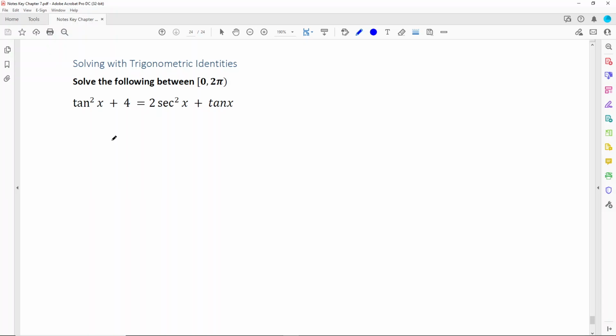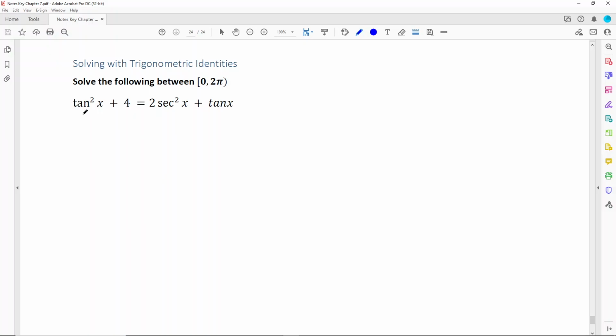So the last video, 7.5, is still solving trigonometric equations, but what you're going to notice is that you can't solve by factoring and you can't solve by isolating the trig function. And so what that's going to involve is using a trig identity.